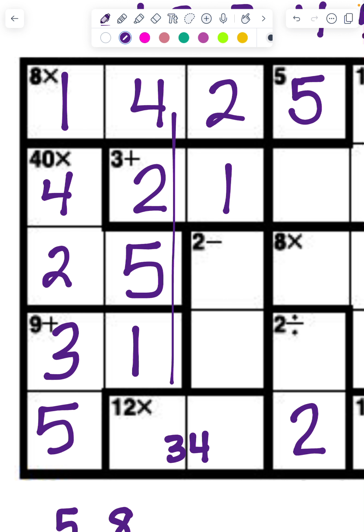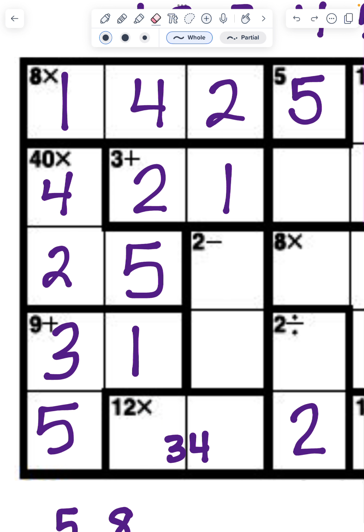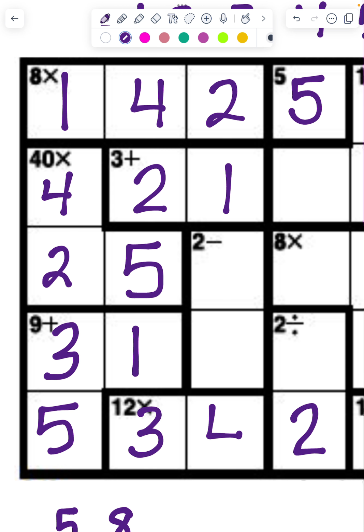Then, if we work our way back down, we can see that we have another almost complete column. Again, the only number we're missing is a 3 again. So that bottom number will be the 3, and then the 4 is what its pair was to make 12.